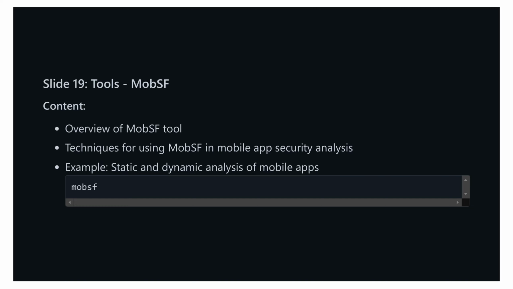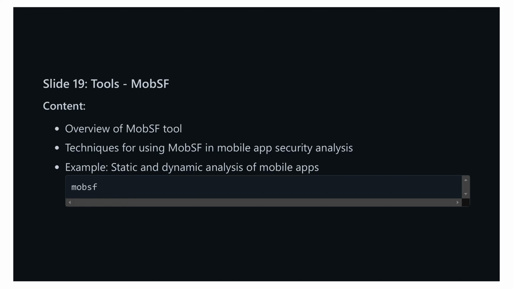MobSF is an open-source tool that provides comprehensive security analysis for mobile applications. It supports both static and dynamic analysis, making it a versatile choice for security professionals. Regarding techniques, MobSF can scan IPA, APK, and APX files to detect vulnerabilities, perform code analysis, and decompile applications to review the source code. It also facilitates dynamic analysis by running the app in an emulator to monitor runtime behavior.